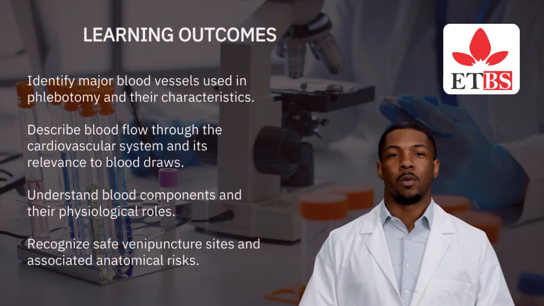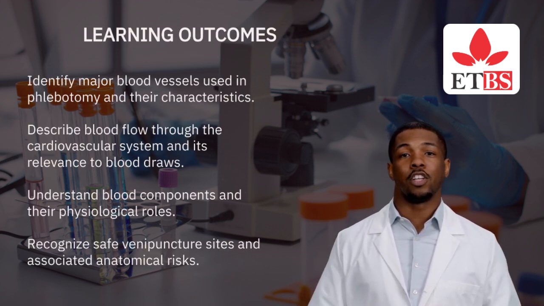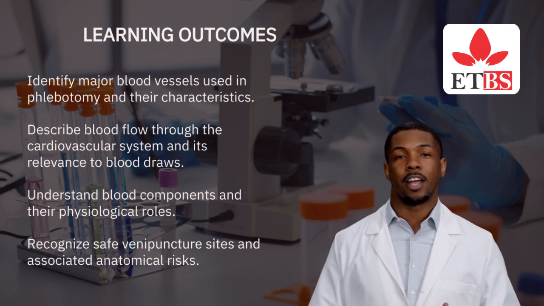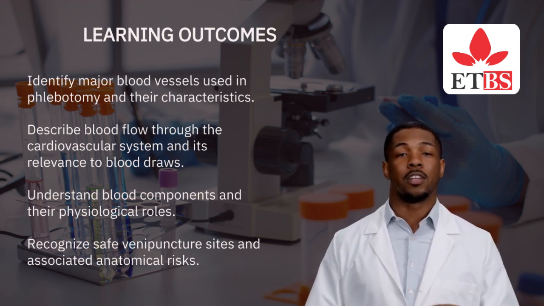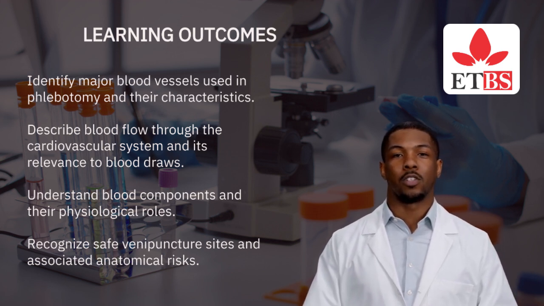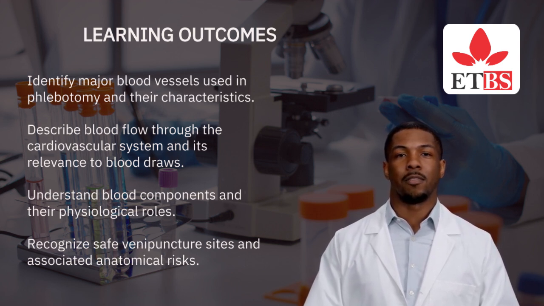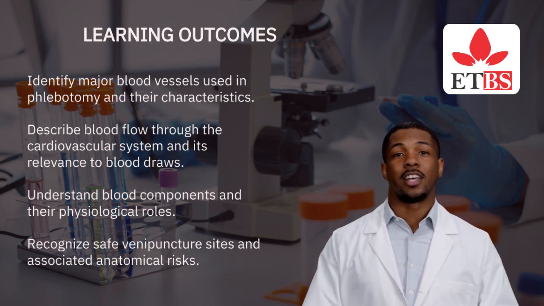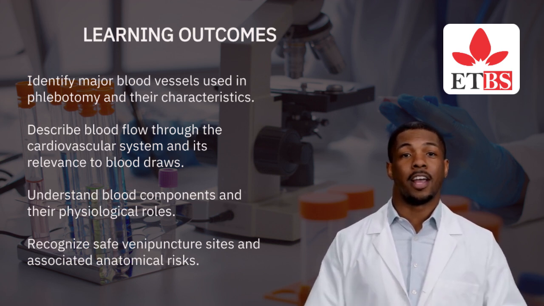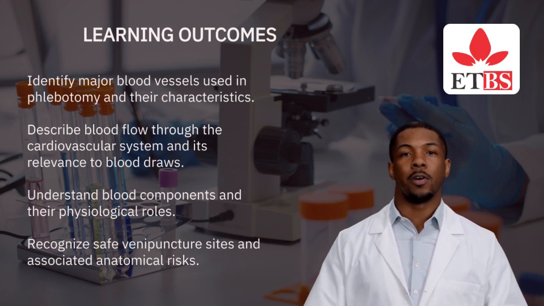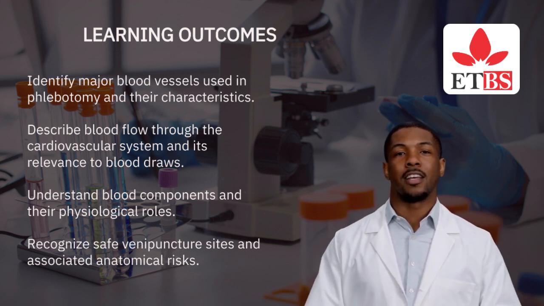Learning outcomes for Module 2. Upon completion, you will be able to identify major blood vessels used in phlebotomy and their characteristics. Describe blood flow through the cardiovascular system and its relevance to blood draws. Understand blood components and their physiological roles. Recognize safe venipuncture sites and associated anatomical risks. Apply anatomical and physiological knowledge to ensure accurate and safe collections.